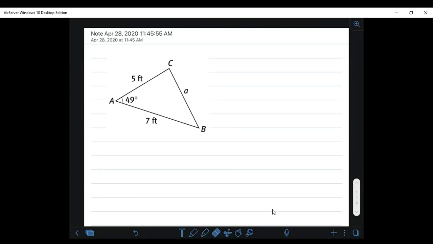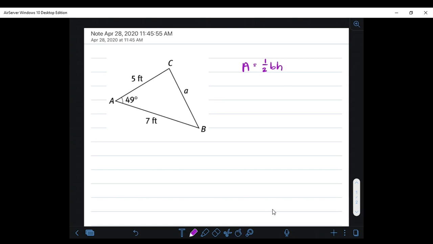Okay, so we know that the area of a triangle is 1/2 base times height, where height has to be perpendicular to the base. But what if we have a triangle like this? So we're given the measure of angle A, and we're given the length of AC and AB. So again, what we know is that area is 1/2 base times height.